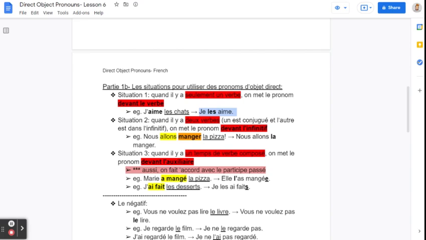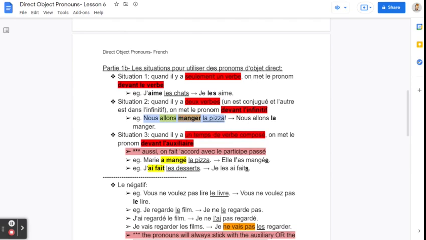Situation 2 is when there are two verbs, and one will be conjugated, the other is going to be in the infinitive form. You're going to put the pronoun before the infinitive. For example, nous allons manger la pizza, so we're going to eat the pizza. In this case, our two verbs are allons and manger. One is conjugated, which is allons, and the other is still in the infinitive form, meaning it is not conjugated, which is manger. So now la pizza is la. It's going to go before the infinitive. So nous allons stays nous allons, and that's going to become la manger. So we're going to eat it.